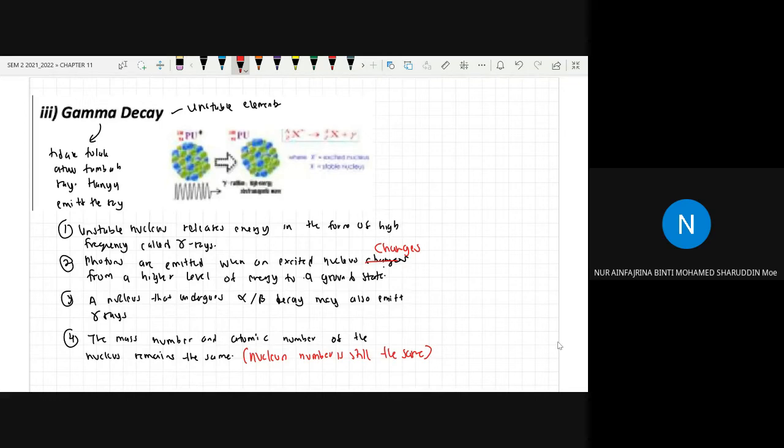Okay, I have a question. Between alpha, beta and gamma, which one has the weakest penetration power? Alpha. Remember the experiment, it can pass through a sheet of paper, your hand and then aluminium. So remember, alpha is the weakest.